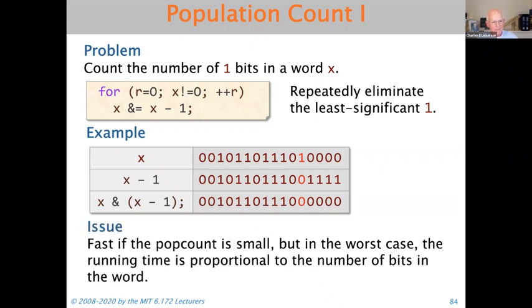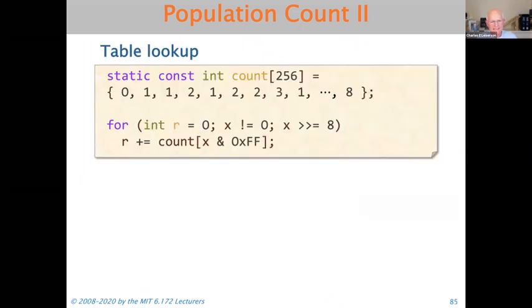If the pop count, if the number of ones is small, this algorithm is great. But asymptotically, it's no better than the naive algorithm we ignored, okay, if the number of bits is large. If it's a random word, for example.